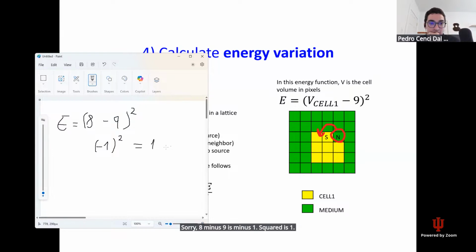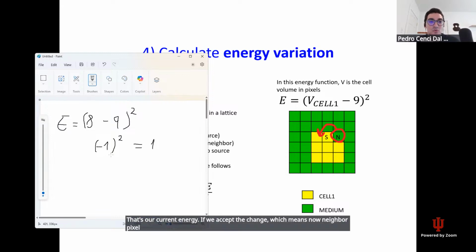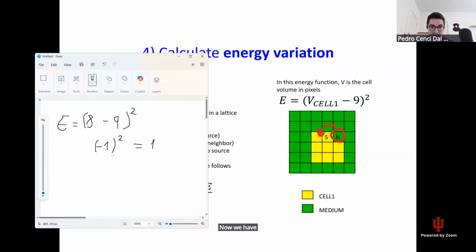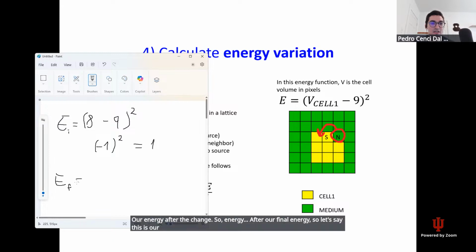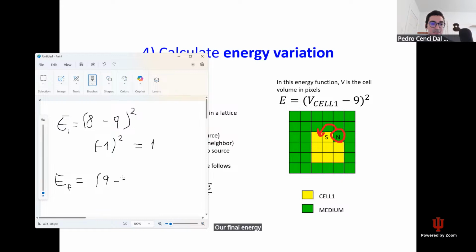That's our current energy. If we accept the change, which means now the neighbor pixel becomes part of cell 1, we have a cell of size 9, and what happens? Let's say this is our initial energy. Our final energy is 9 minus 9 squared, so that's 0 squared, which is 0. So our energy decreased from 1 to 0.